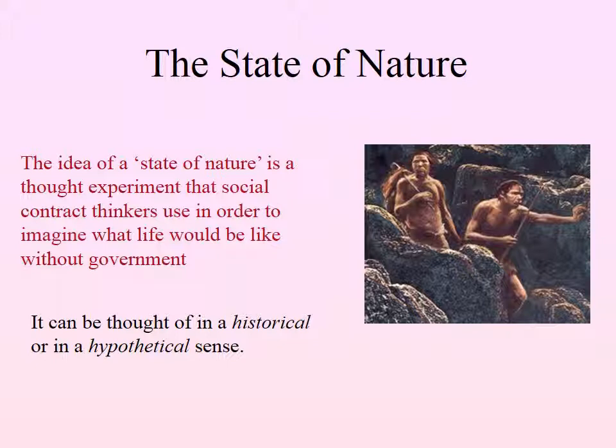So that's the basic idea of a state of nature, and it appears in Hobbes, in Locke, and in Rousseau, who I talked about earlier, and other thinkers as well. It is a very major part of this. It can be thought of in a historical or in a hypothetical sense. If you think of it as historical, then it's asking the question, what did happen before the formation of government? What did people do that led them to form a government? In other words, historically, what were things like before government emerged?